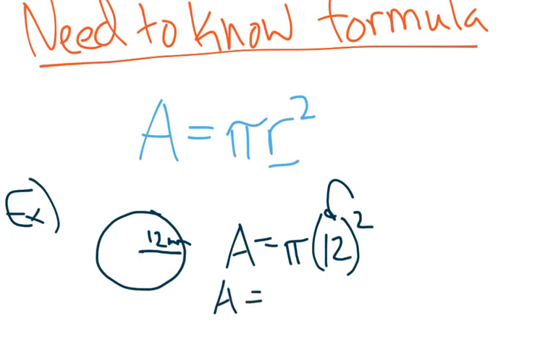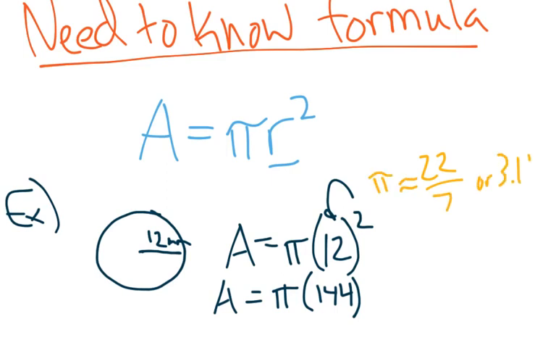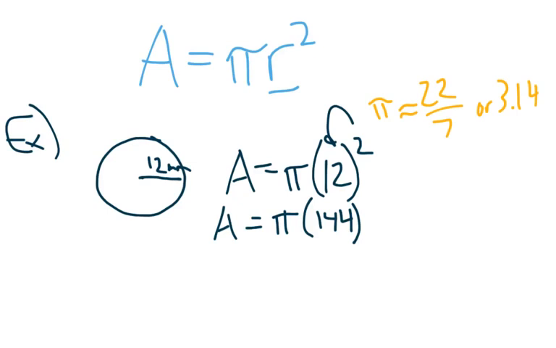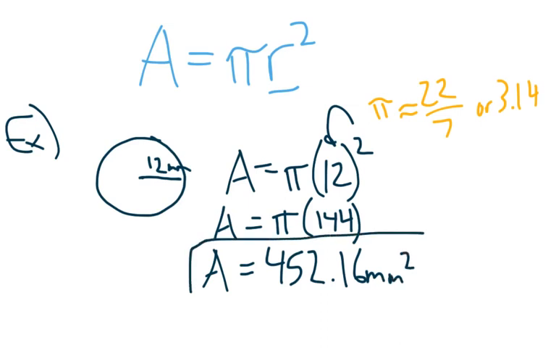So our area is going to be equal to pi times 144. For pi, you could either use 22 over 7, so pi is about 22 over 7, or 3.14, and I'm just partial to 3.14. And so when we use 3.14 and we times it by 144, our final answer is equal to 452.16 millimeters squared. So we box it, we walk away. All right, so that's what it boils down to. Got to use the formula.